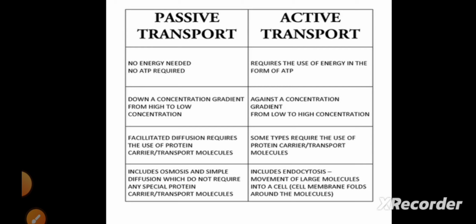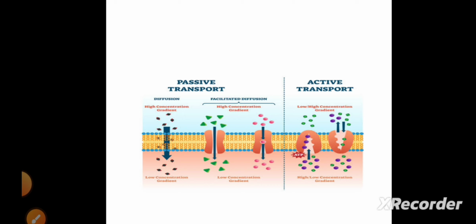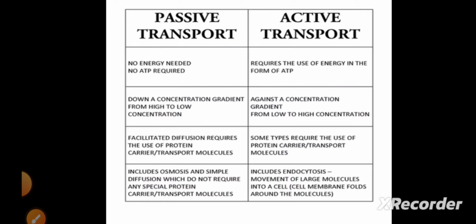Thirdly, facilitated diffusion requires the use of a protein carrier to transport molecules. That means a protein carrier is specifically required in facilitated diffusion. In normal diffusion there is no need of a protein carrier, but in facilitated diffusion we may require a protein carrier. In active transport, different types of protein carriers are required for the transport of molecules. And lastly, osmosis and simple diffusion come under passive transport, which do not require any special protein carrier to transport molecules.